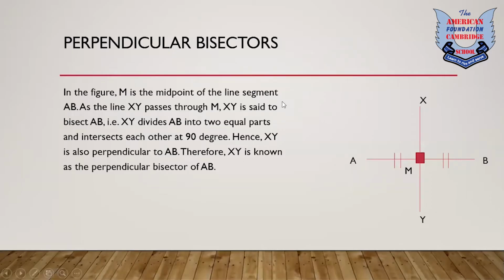Okay, the first thing we'll be studying and learning to draw is a perpendicular bisector. What is a perpendicular bisector? In the figure next to you, M is the midpoint of a line segment AB, a straight line. XY passes through the line. XY is a perpendicular bisector as it is cutting line AB into equal parts, and it is making an angle of 90 degrees. That's why it's called a perpendicular bisector. Hence you'll write XY is the perpendicular bisector for AB.